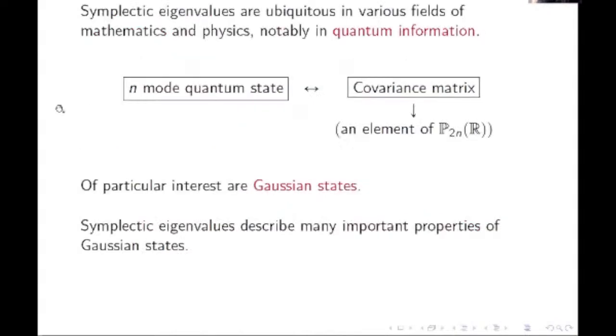Okay, moving on. Symplectic eigenvalues have applications in various fields of mathematics and physics. Perhaps the most important application is in quantum information theory, where one deals with quantum states. Associated with every n-mode quantum state is a 2n cross 2n positive definite matrix known as the covariance matrix of the state. Among all the quantum states that have been studied, Gaussian states are the ones that are of particular interest because of the mathematical formalism available. In particular, symplectic eigenvalues play an important role in completely characterizing many important properties of Gaussian states.